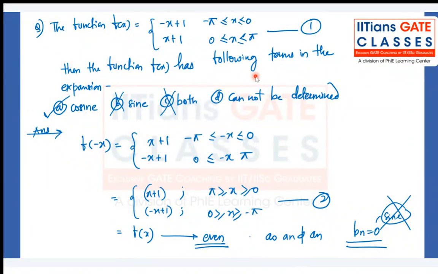Look at this question, what they are asking. The function f of x is minus x plus 1 in the range minus pi to 0, and the function is x plus 1 in the range 0 to pi. I'll repeat. The value of the function is minus x plus 1 in the range minus pi to 0, and in the 0 to pi range it is x plus 1.